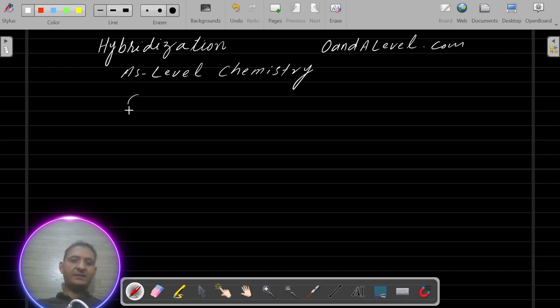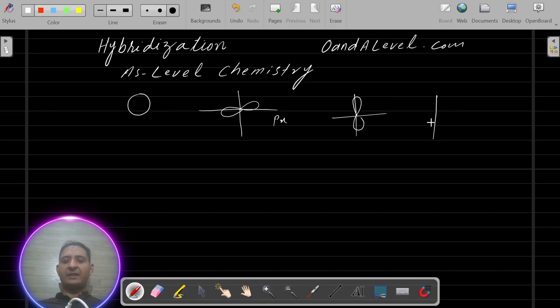For example, if we have this s orbital, we have this p orbital on the x-axis. We have this py orbital, the p orbital available on the y-axis. And suppose the last one is on the z-axis, the p orbital available on the z-axis. So when these different orbitals intermix together, intermixing actually means there is energy distribution.